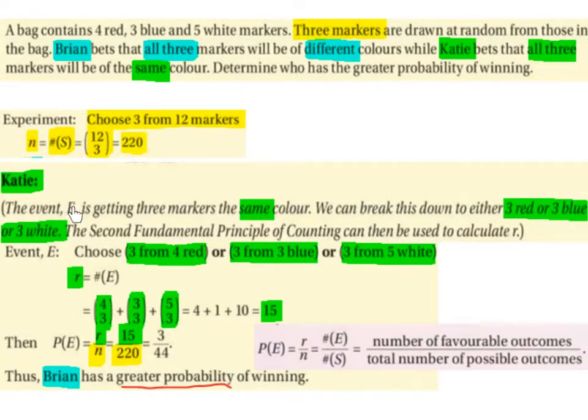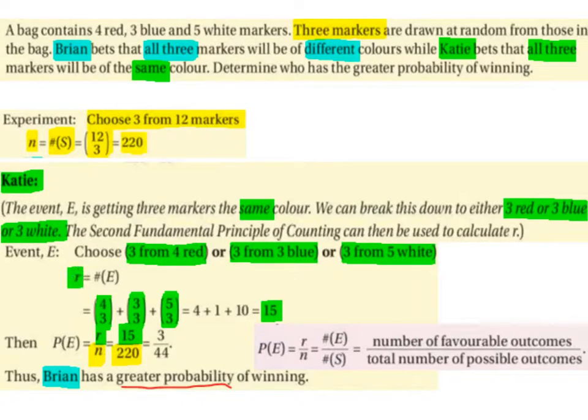The event E is getting 3 markers of the same colour. We can break this down to either 3 red or 3 blue or 3 white. So remember, OR means add in probability. The second fundamental principle of counting can then be used to calculate OR. So the event E is choose 3 from 4 red or 3 from 3 blue or 3 from 5 white.